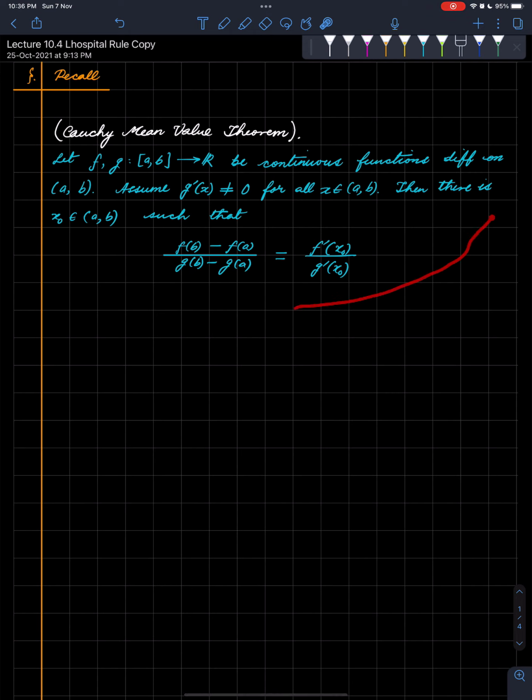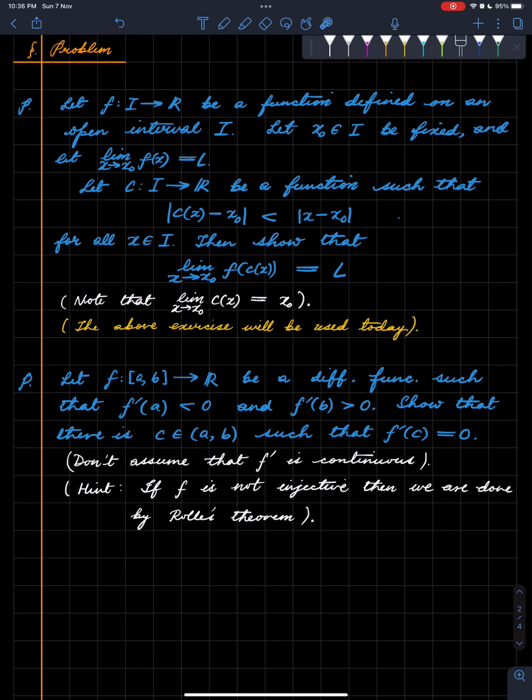And this is the statement. You can pause the video and read it. And here are two exercises. We'll be using the first one. The first one really is a very simple exercise. It looks a bit wordy, but it's a very simple exercise.